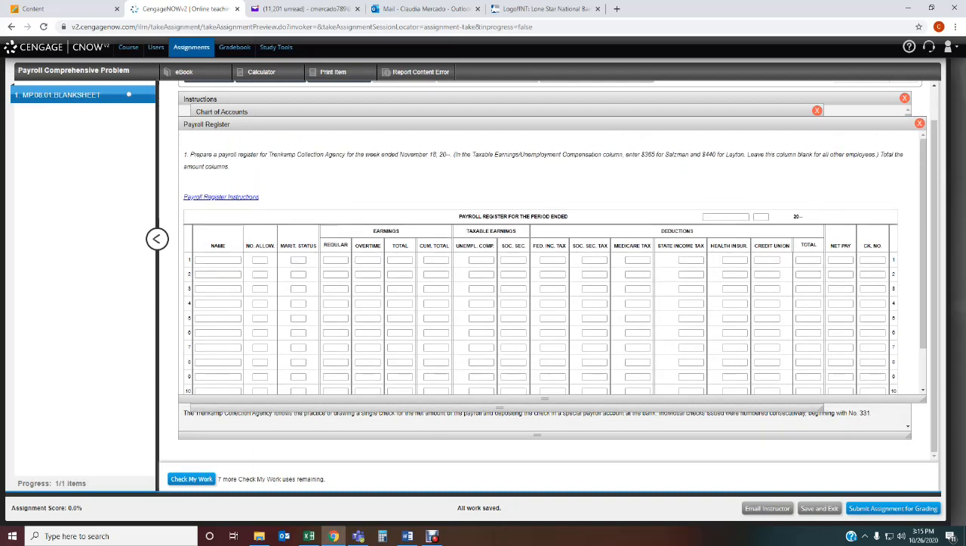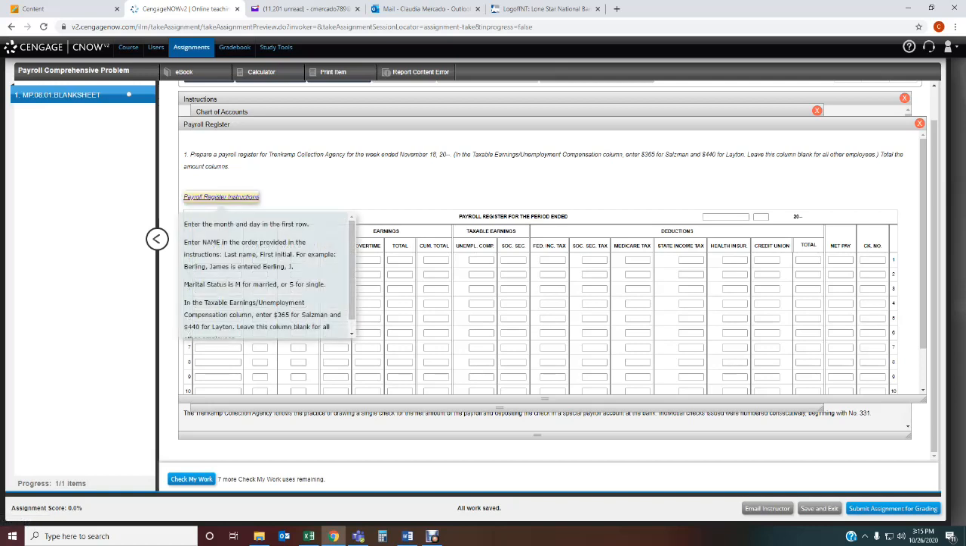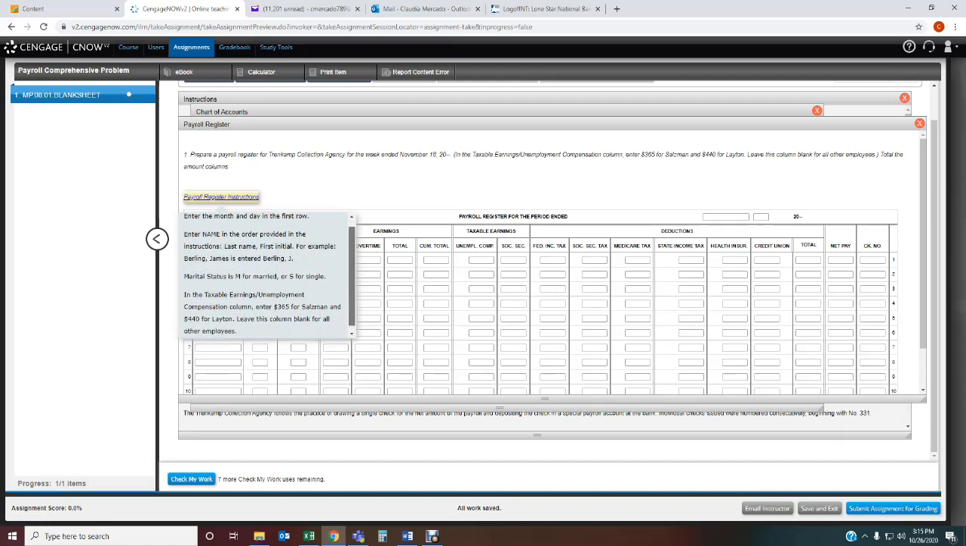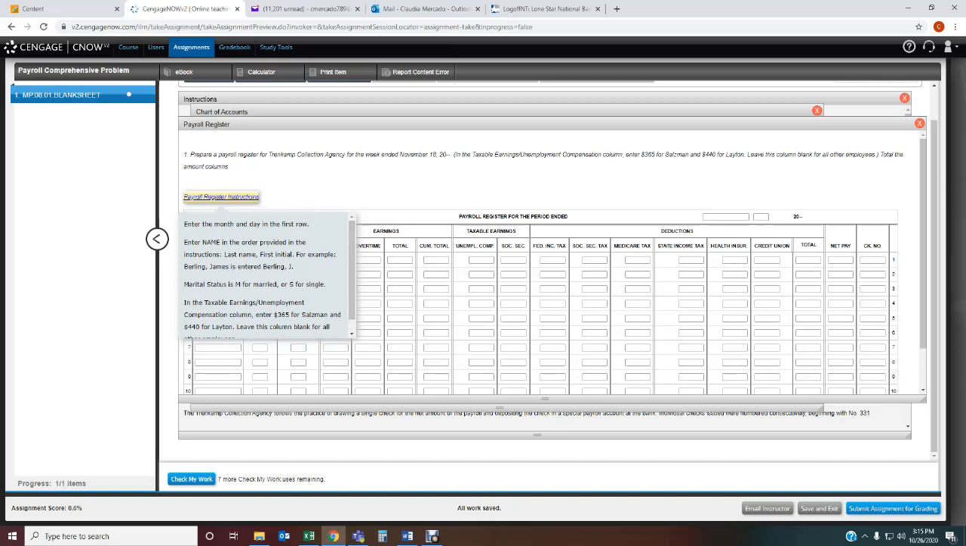Now be very careful because this happens every semester. Students say, "Miss, I'm entering the name and it's not showing up correct." If you click here, it says payroll register instructions. Okay, it tells you exactly how they want the name entered, the marital status entered, all of the information. Okay, for the name, it needs to be in last name, comma, first initial, period. And then they give you an example. Okay, so Burling James is entered Burling, comma, J, period. The system is very specific. That is how it wants the information. Okay, so read all of the instructions carefully.